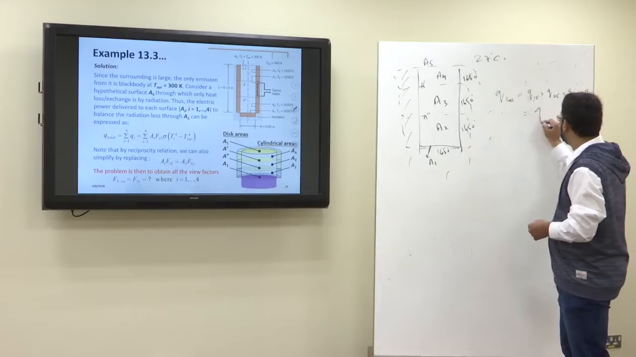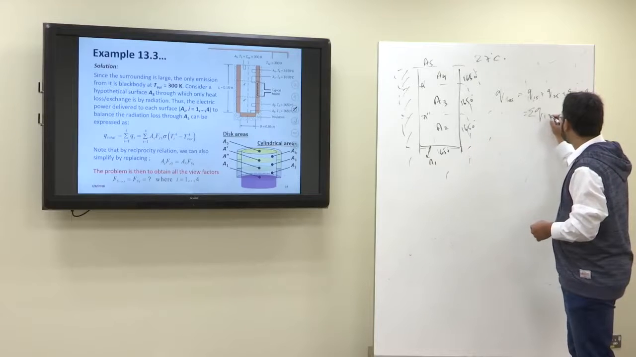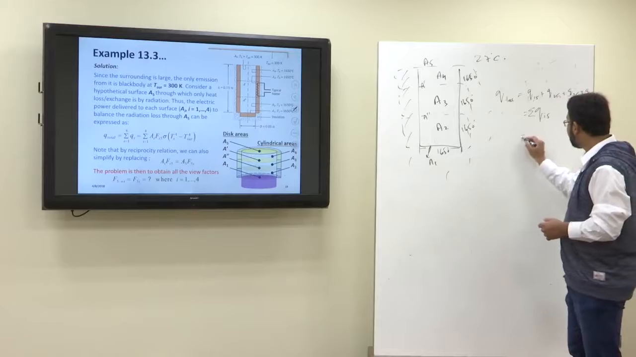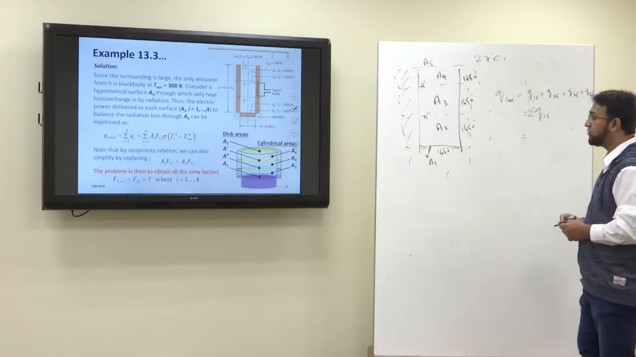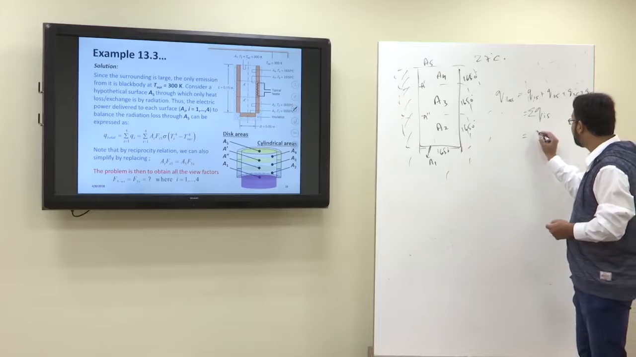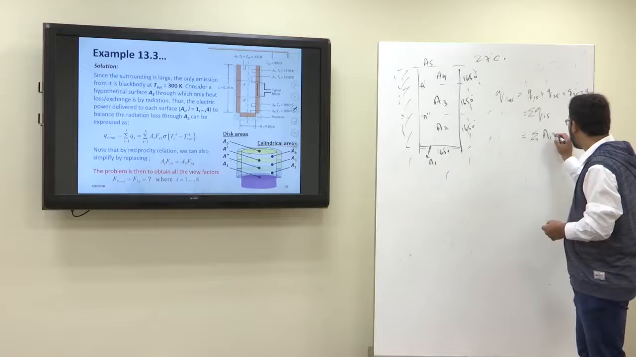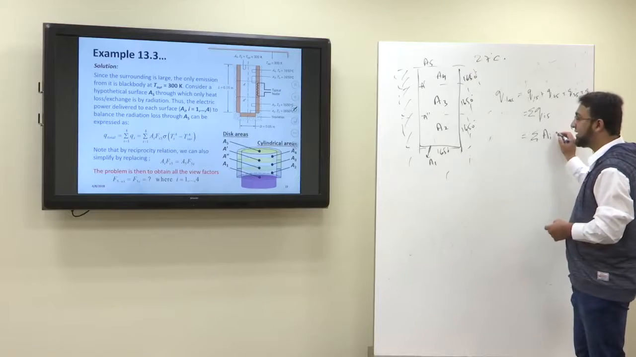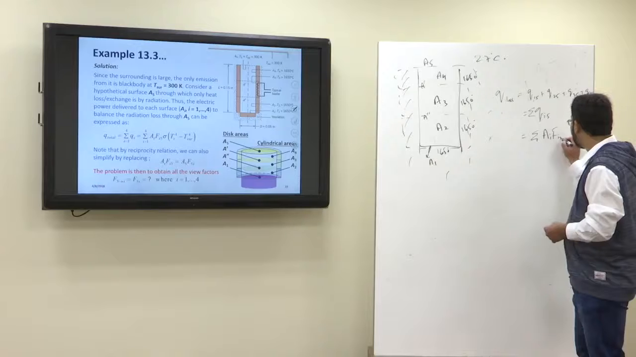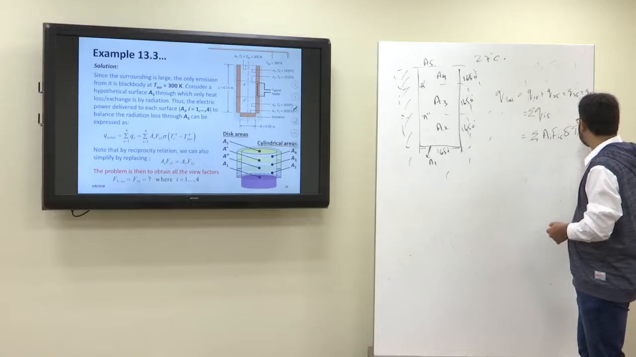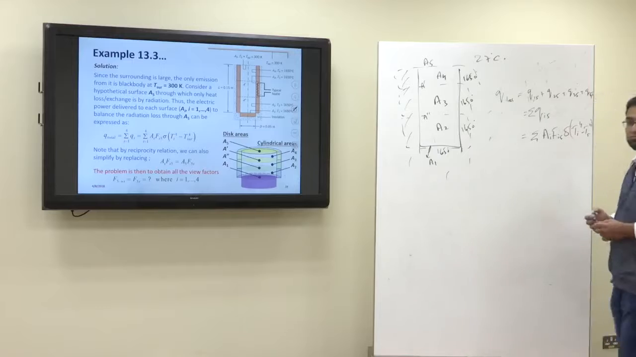Or I can say summation of Q i5. Is that okay? What is summation of Q i5? It will be summation of, what's the formula for Q? Q is A_i F_i5 sigma (T_i^4 minus T_5^4). Is that right?